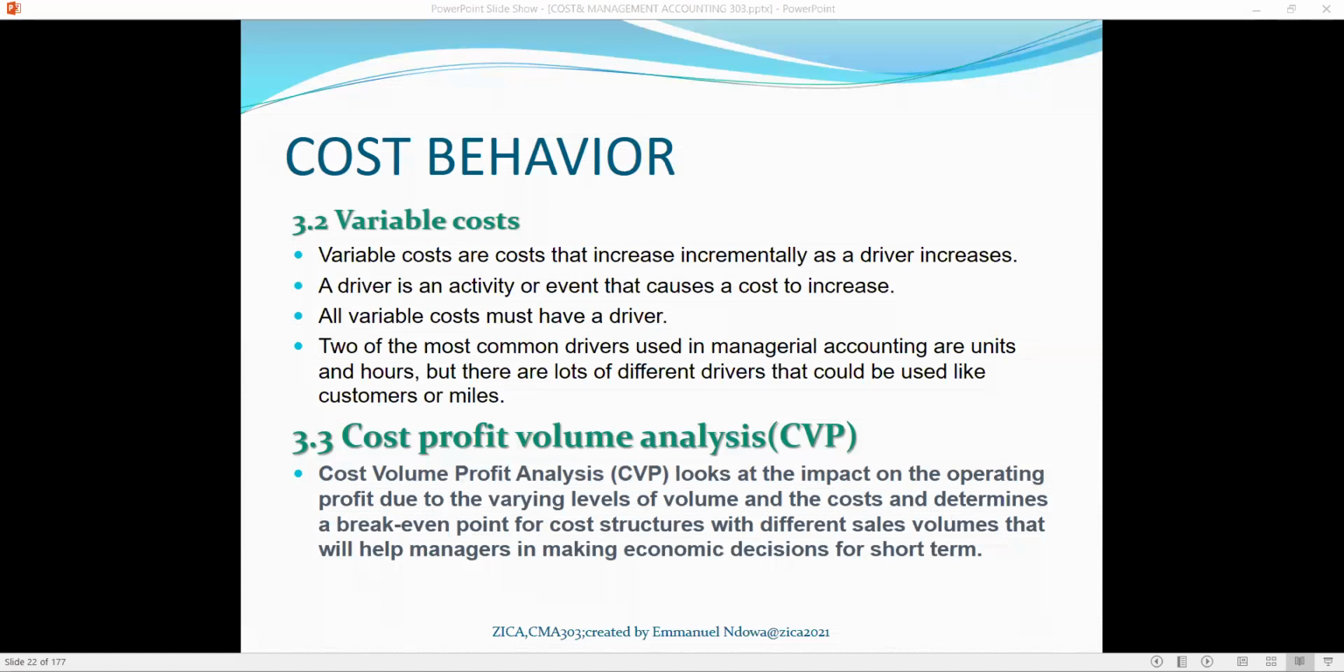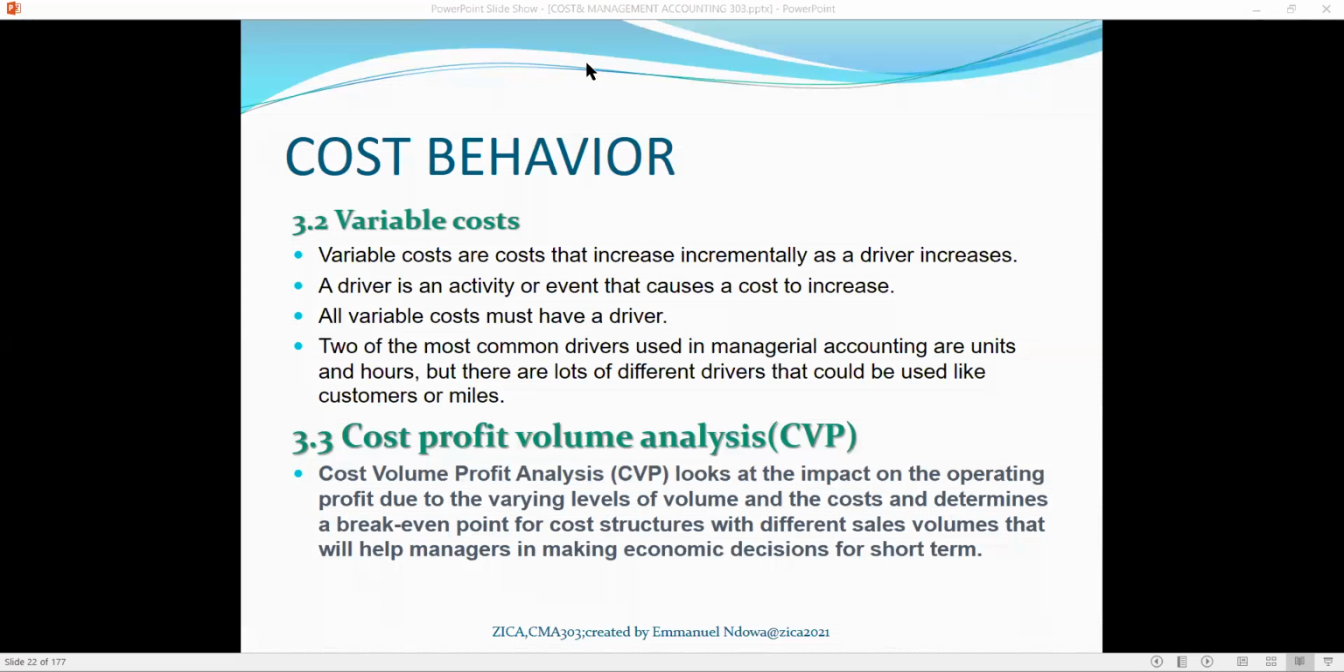The two most common drivers used in managerial accounting are units and hours. But there are lots of different drivers that could be used, like customers or miles. So you can see now the difference between fixed costs and variable costs. We are saying the fixed costs do not vary in line with the level of activity, but the variable costs vary in line with the level of activity. So that's the difference between fixed costs and variable costs when we are looking at cost behavior.